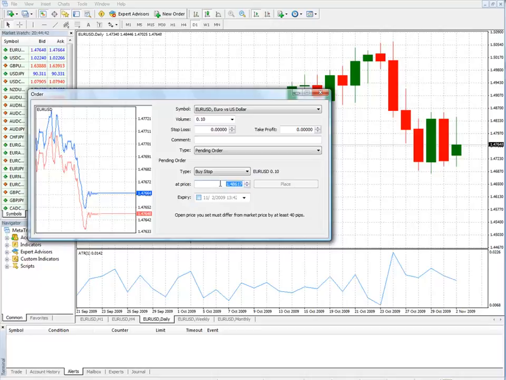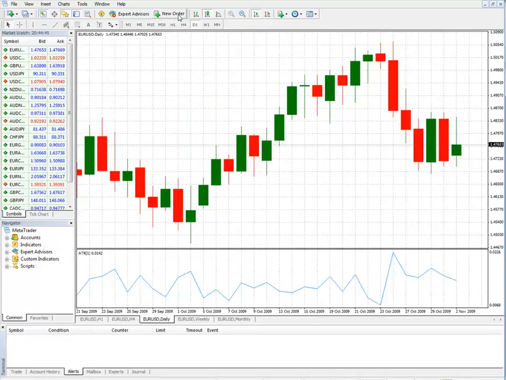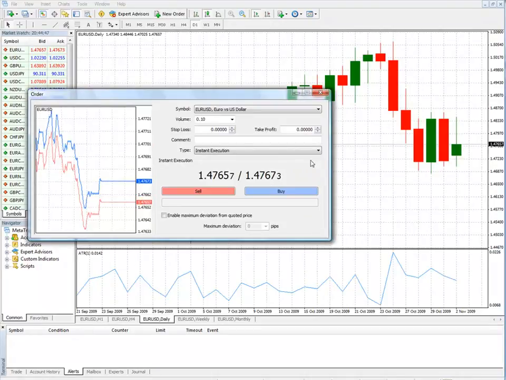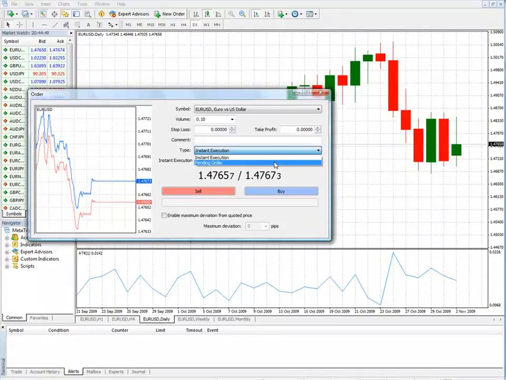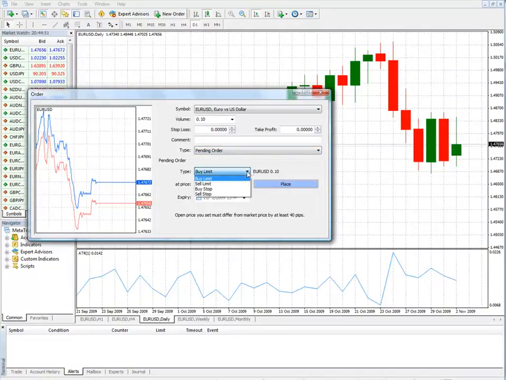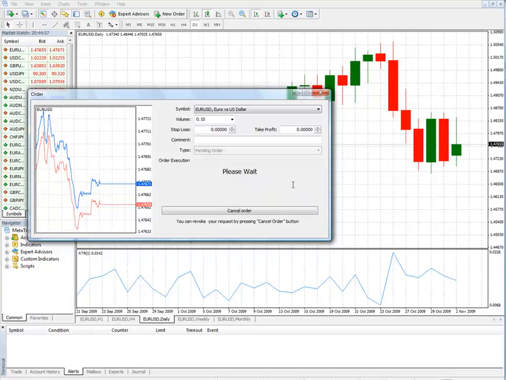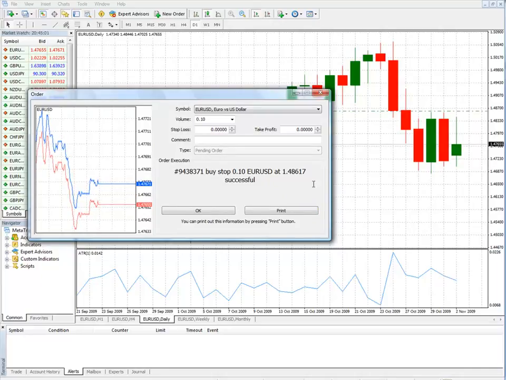Let's start with a whole new order here, since this one seems like it's going to give us challenges. Okay. Pending order, buy stop here. Okay. We've got a buy stop in place right up here, right where we want it.